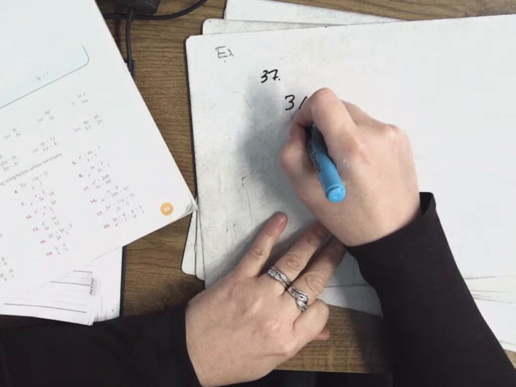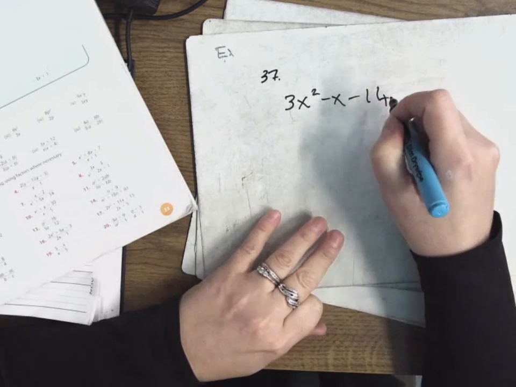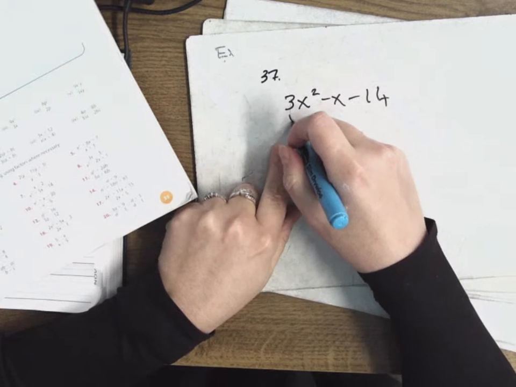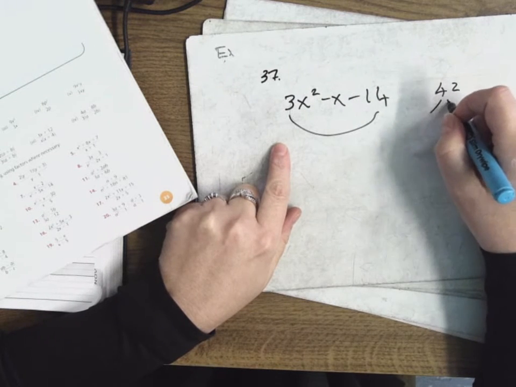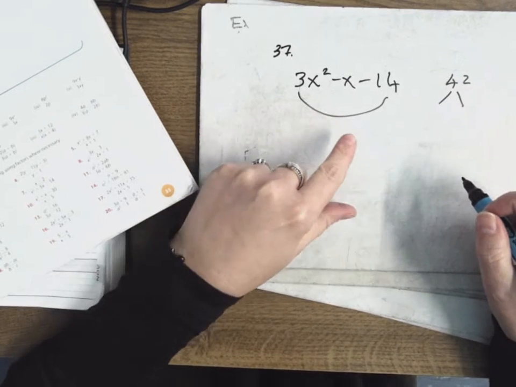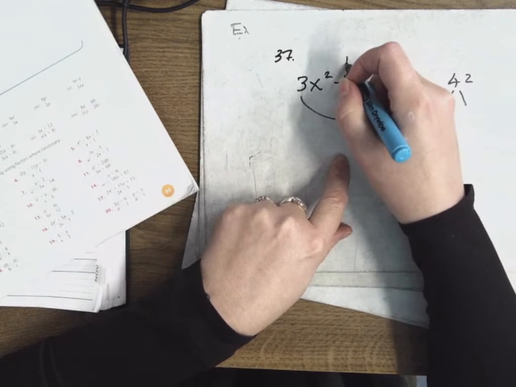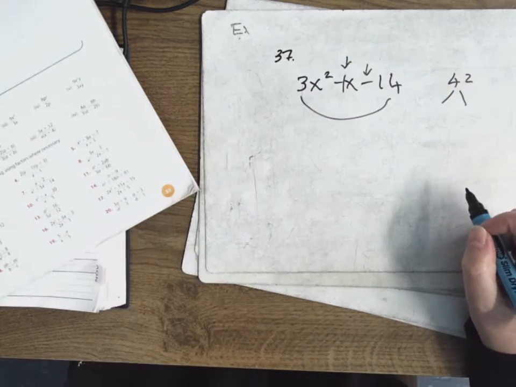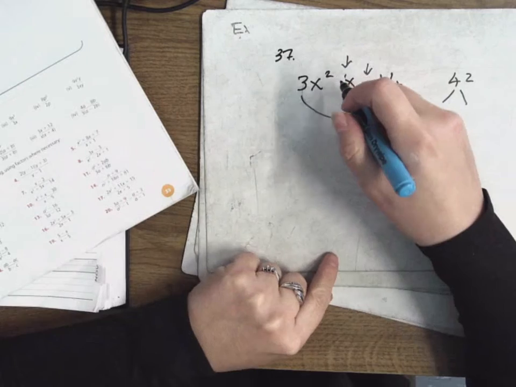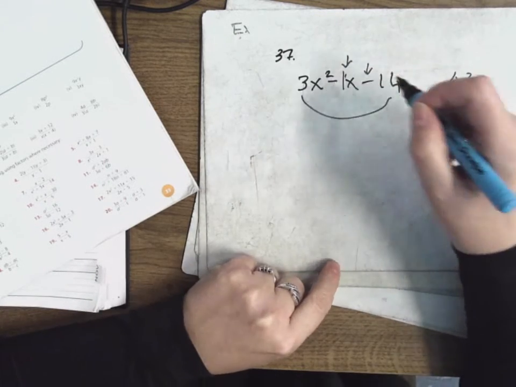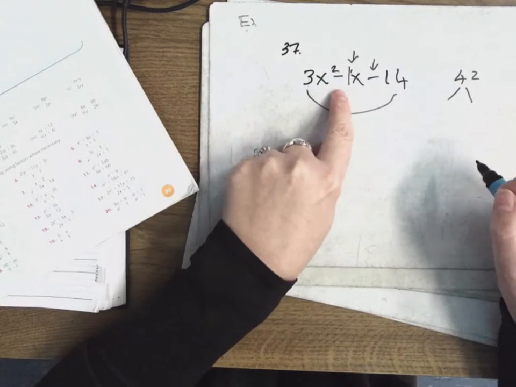3x squared minus x minus 14. Right, the number in front of x squared is not 1, so you have to multiply the 3 by the 14 and you get 42. So you're looking for the factors of 42 that subtract to give me 1. Remember, if there's no number in front of the x, there's a 1 understood to be there.